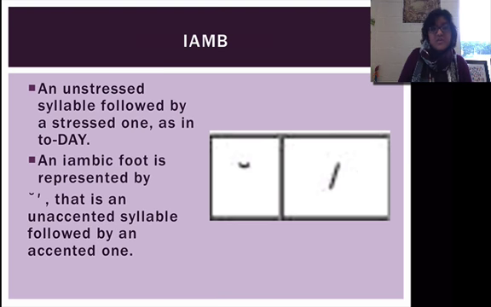When we talk about sonnets, we will talk about stressed and unstressed syllables. An iamb is an unstressed syllable followed by a stressed one, as in today. An iambic foot is represented by this symbol and the slash. That is an unaccented syllable followed by an accented one. Try to remember those symbols: unaccented goes with a U for unaccented, and the slash goes with accented, like this is where the sound comes.